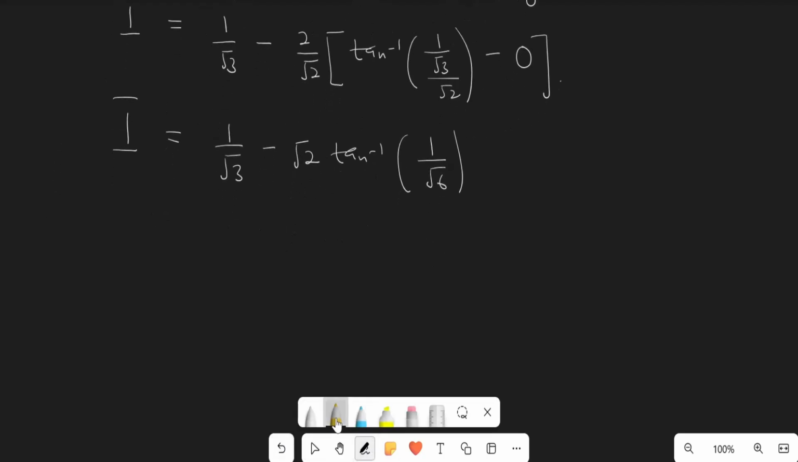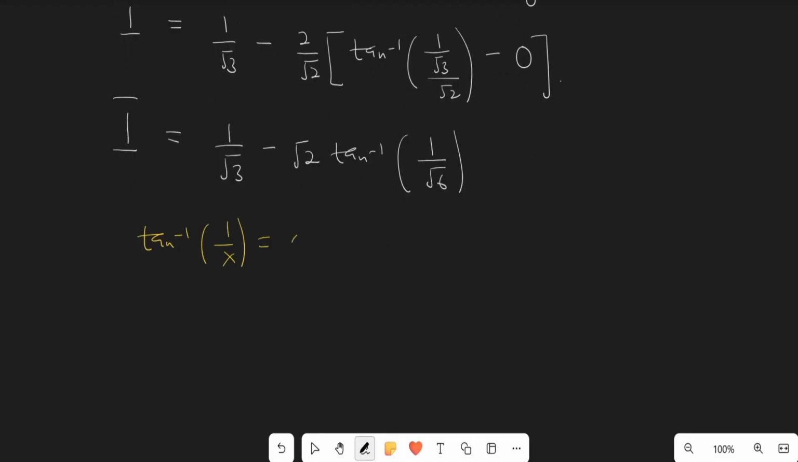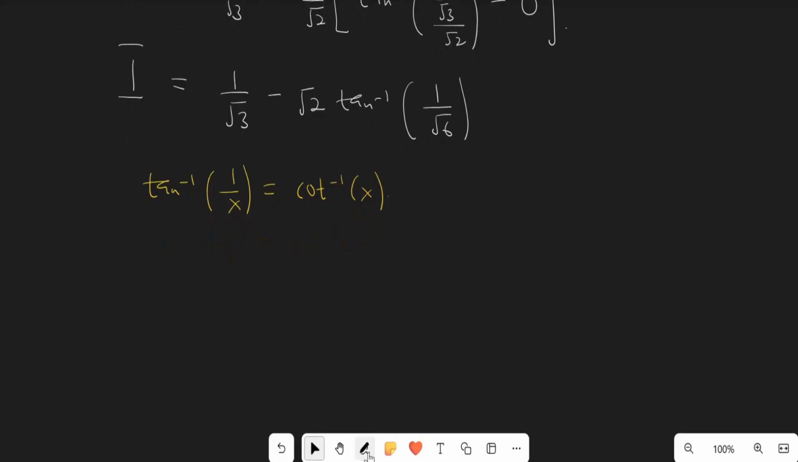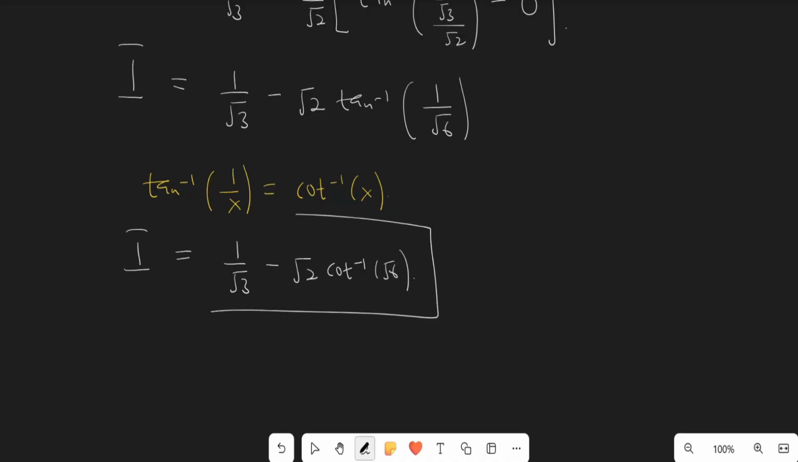And now we have to know this, right? If we have the tan inverse of 1 over x, this is the same as the cotangent inverse of x. This is an identity that we have to use to now simplify our integral to match with the answer I gave in the beginning, minus the square root of 2, and then the tan inverse of 1 over the square root of 6 is the cotangent inverse of the square root of 6. And this one matches the answer I gave in the beginning of the video.